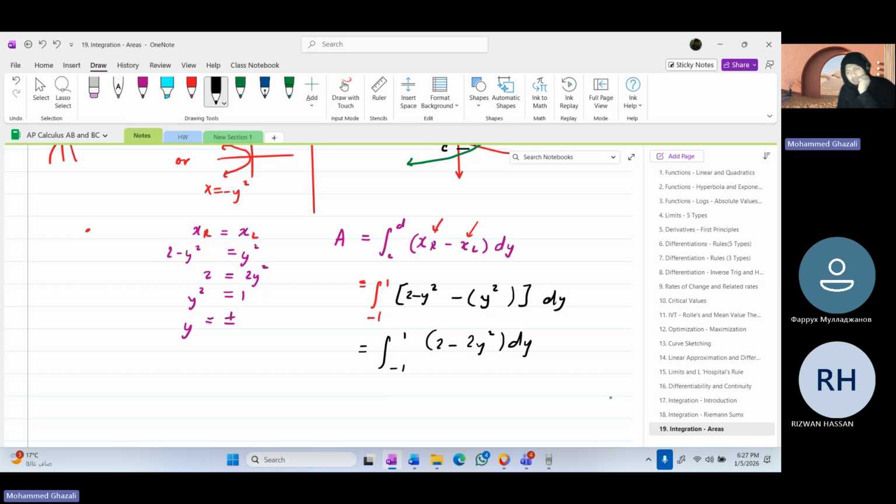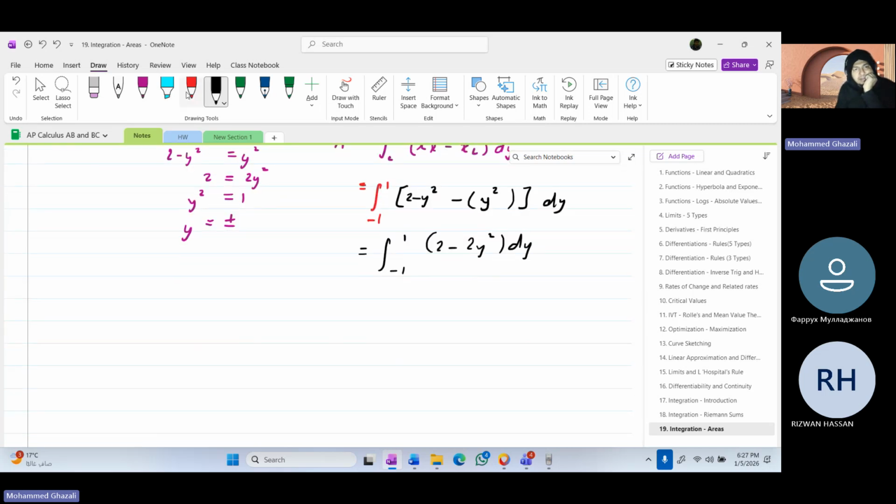Now it's easier to integrate this over y. Now you can forget about everything. You only focus on this integral now. Don't worry about the answers before. So now integrating this, you're going to get 2y minus 2y cubed over 3 because I'm adding 1 to the power and dividing by the same power, right? And we're integrating from -1 to 1.